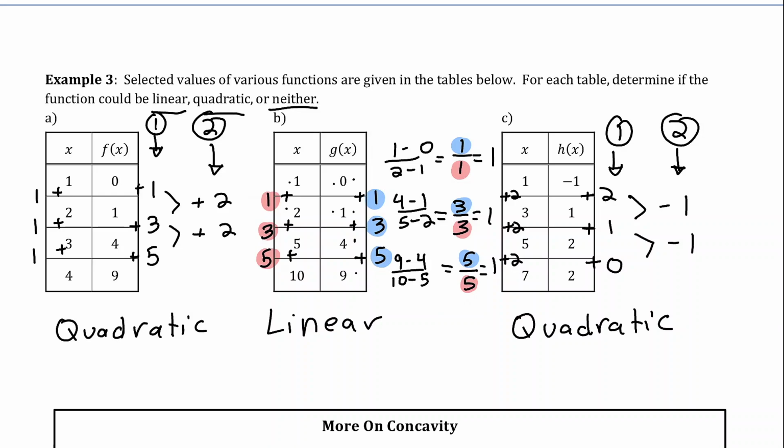So if the first rate of change and the second rate of change weren't matching, then it would be neither, just so you know. It could be another type of function, right? That's not linear. It could be a cubic, it could be a random polynomial. So it could be something else. So that's how you can tell from a table. Is it linear? Is it quadratic? Look at different rates of change.